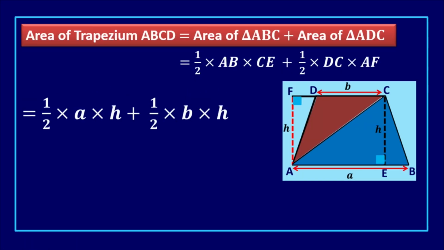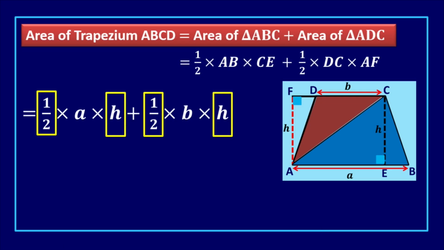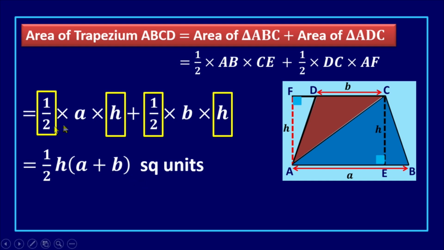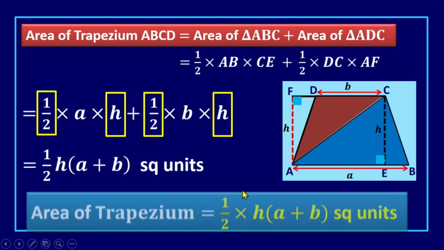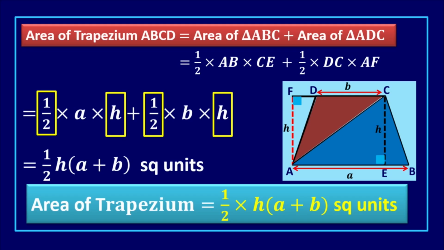Now let's substitute the values of AB and CD. AB is A and CD is B, and CE and AF are both equal to H. Again, do you notice anything common, children? Yes, half is common and H is also common. Now if I take half H common, what is left? A plus B. So half H into A plus B. Therefore the area of a trapezium is half into H into A plus B square units.